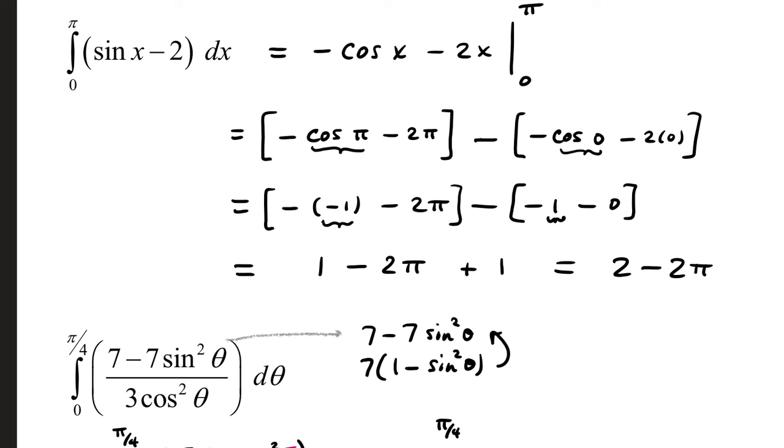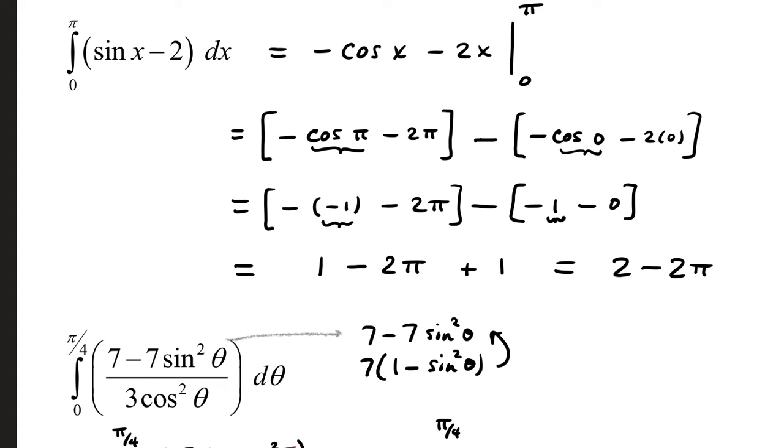We don't have to have the graph to find these net areas. So let's jump right in. Sine x, its antiderivative is negative cosine x, and that's because the derivative of negative cosine x is positive sine. Negative 2 has an antiderivative of negative 2x.